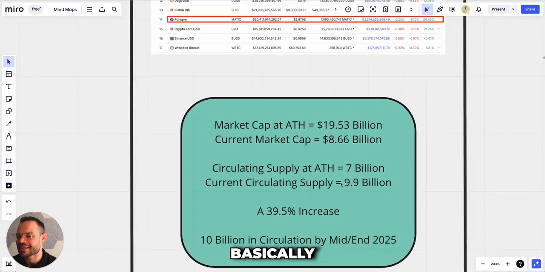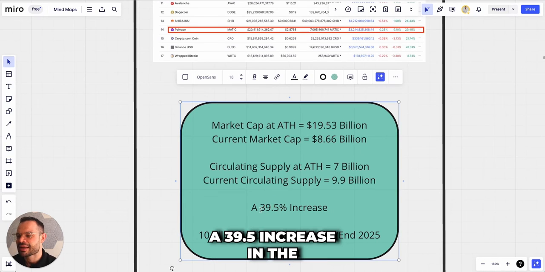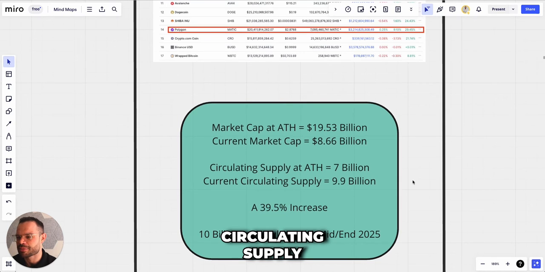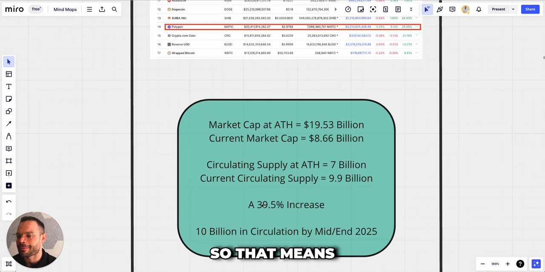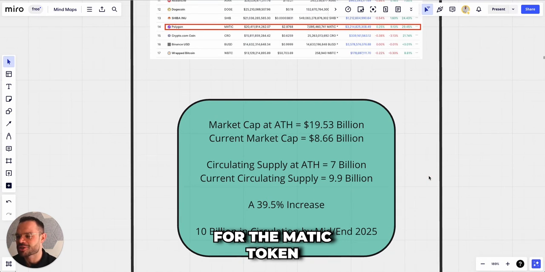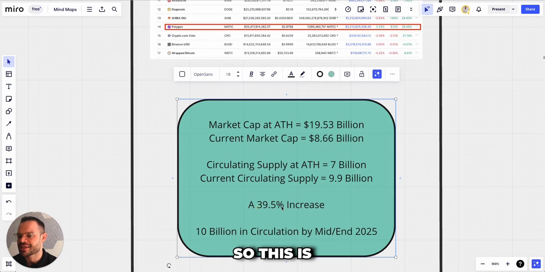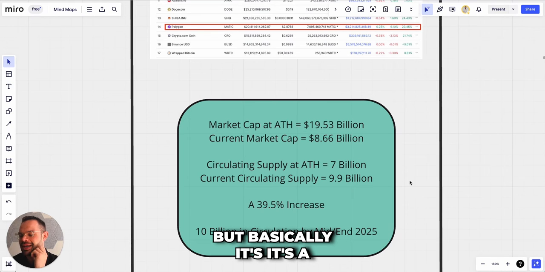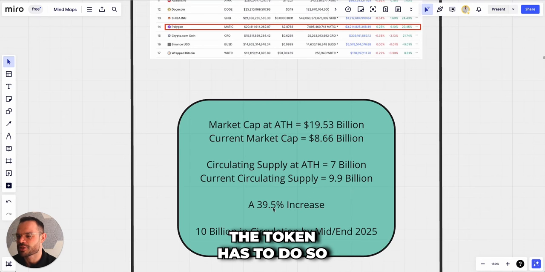What that means is that since those all-time highs in December 2021, we have seen a 39.5% increase in the circulating supply. So the price action for the MATIC token has to do a lot more work in order to reach new all-time highs, because there are pretty much 40% more tokens in circulation now versus December 2021. I'm not going to say it's a red flag, but it's a chink in the armor of MATIC, because the token now has to do so much more work.